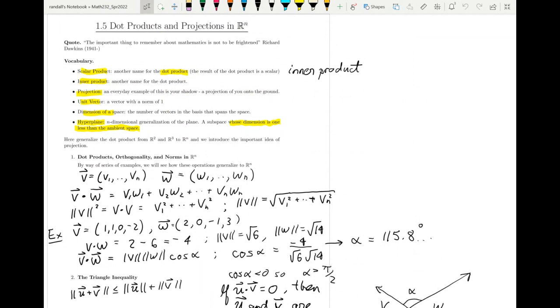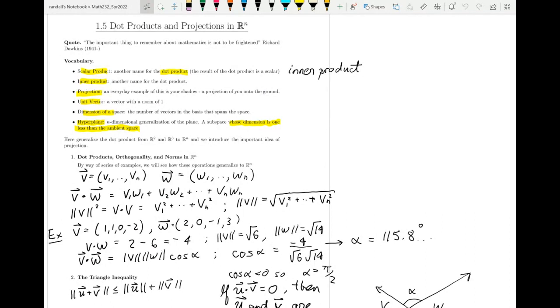So what we'll learn today is the dot product in Rn, and there are several names for the dot product. Scalar product and inner product are also synonyms for this term, the dot product. So you may see those in the literature. Then we'll talk about projections. Unit vectors will be vectors of norm 1. We'll use those from time to time.